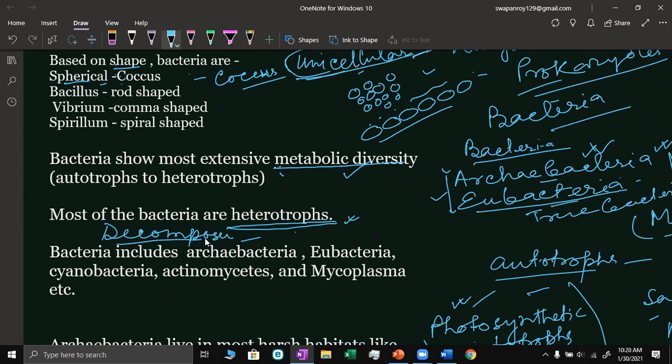In the decomposers, mainly two groups of organisms are there. One is fungi, another one is bacteria. So bacteria and fungi, these two are the most important decomposers, which decompose the body of the organism and release the different chemicals. The organic chemicals are converted into inorganic. So the cyclic movement of the material in this biosphere takes place.